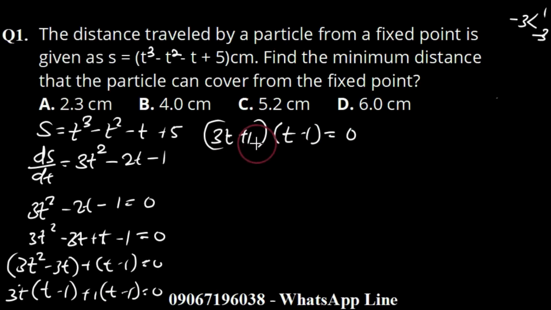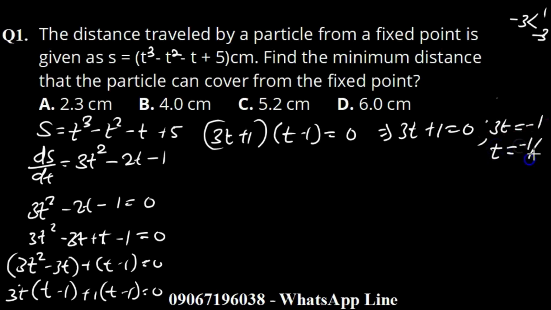Having looked at this, we can now equate each factor to 0 and find the critical points for the minimum. Here we say 3t plus 1 is equal to 0. This means that 3t is equal to minus 1, and t is equal to minus 1 over 3.